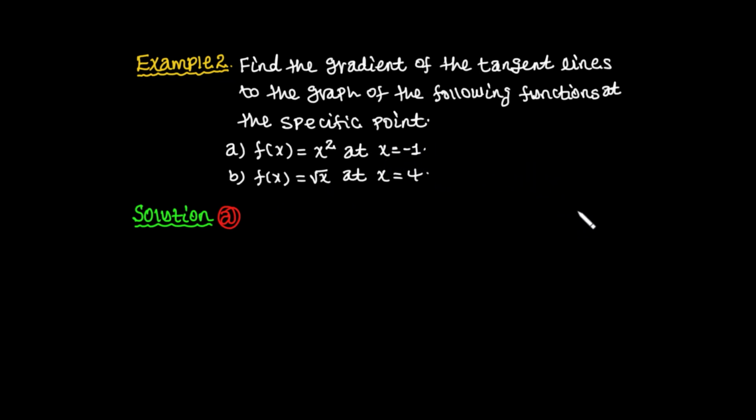For x equal to radical x, what is the graph, it opens like this one. So what's the slope at x equal to what? 4, at x equal to 4.